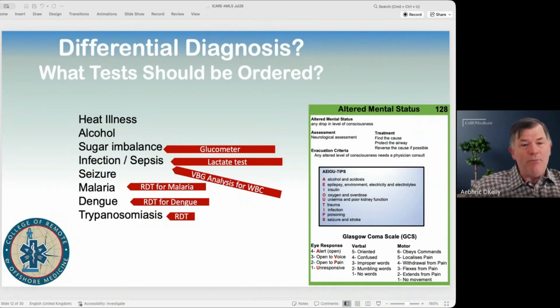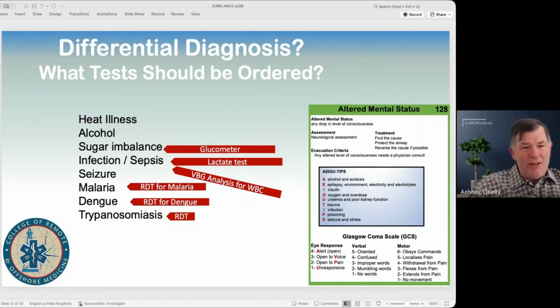People are cheeky. People can definitely give you things that are a curveball. Anyway, so here's a page from the field guide, 128, altered mental status. There's also the yellow section, which has the neuro exam, which we're currently revamping at the moment. We're adding a lot more of the medical, the AMLS section. We're actually calling it a medical section of the field guide. But so we had AEIOU TIPS as a mnemonic for anyone's altered, and GCS.